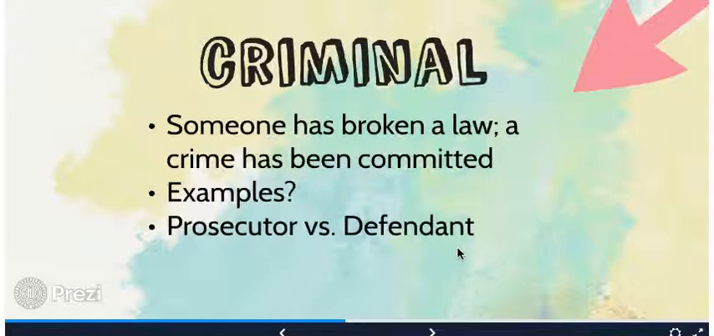So in the People versus O.J. Simpson, the prosecutor would be the person who represented the people of the state of California versus O.J. Simpson. Okay, so the prosecutor is again who is trying the case. The defendant is the person who's trying to keep themselves out of prison.